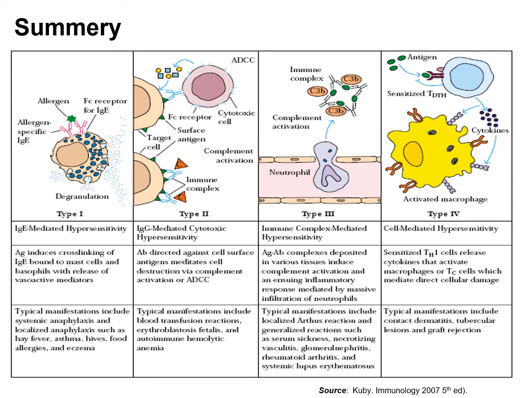So to summarize, there are four different types of hypersensitivity reaction: type 1, 2, 3, and 4. Type 1 is immediate hypersensitivity mediated by IgE that triggers the mast cells when they are bound to the antigen to release the content of the mast cells and the basophils. Some examples of these would be asthma, hives, food allergies, and eczema.